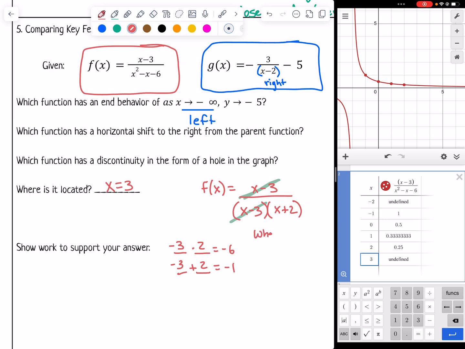So I'm going to make a note. And you don't have to write this on your quiz, but this is where the hole occurs. So where the factor cancels out, a hole occurs where those factors would equal 0 because that's what's restricted.